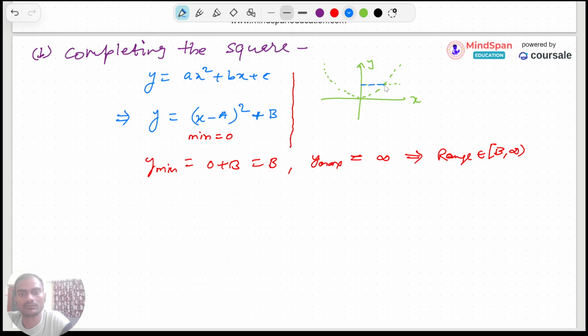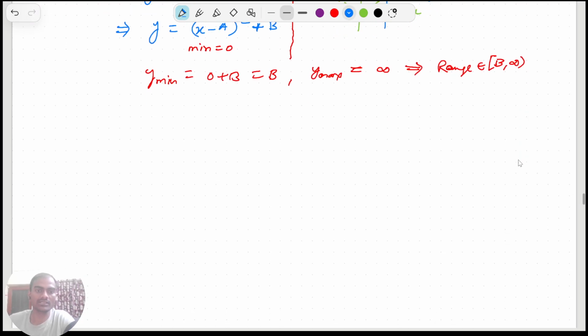Suppose this is b and this is x equal to a. Then this is our graph, right? And this point is basically a and b. The coordinate, this coordinate is a and b. So minimum, if you see this graph in perspective of y, minimum it is reaching is at b, and maximum it is going till infinity. So range clearly becomes b to infinity, right? Okay, now another method.